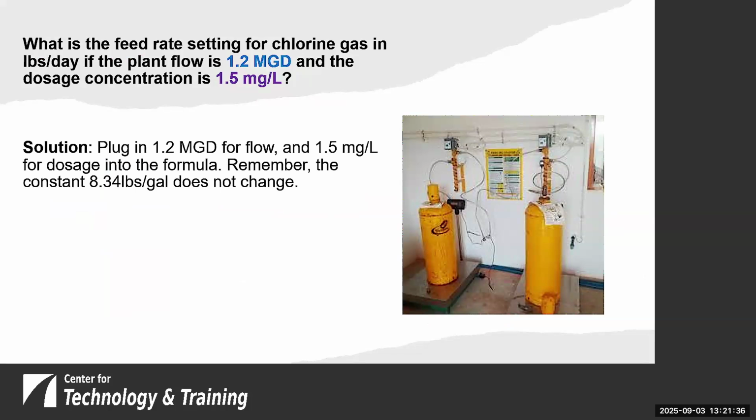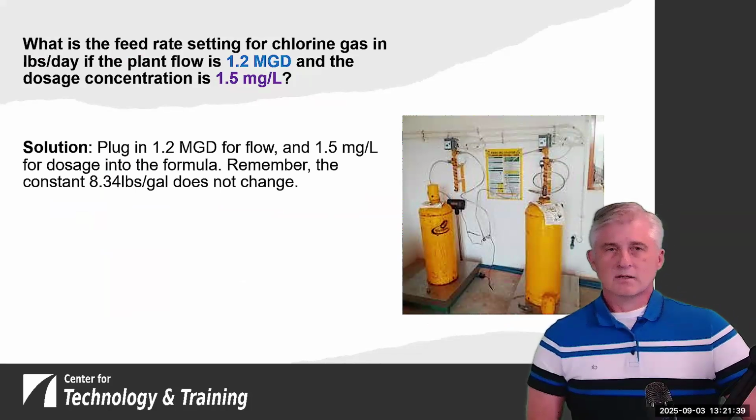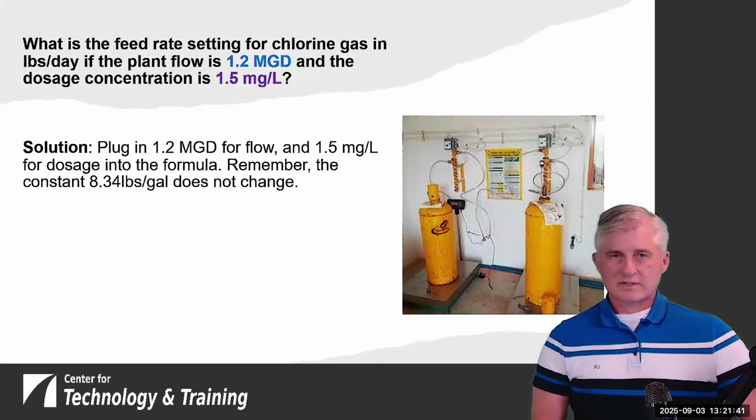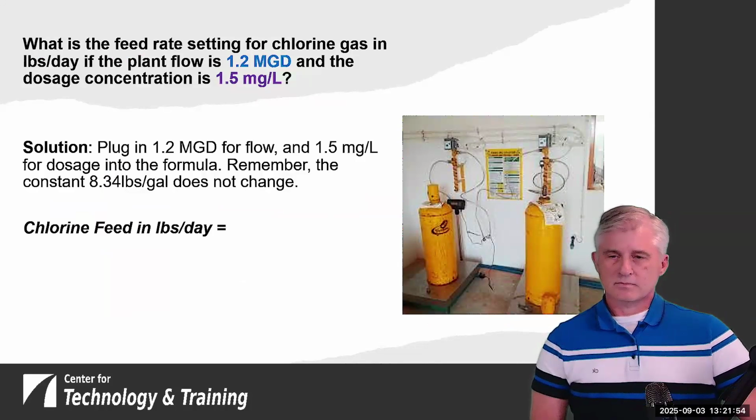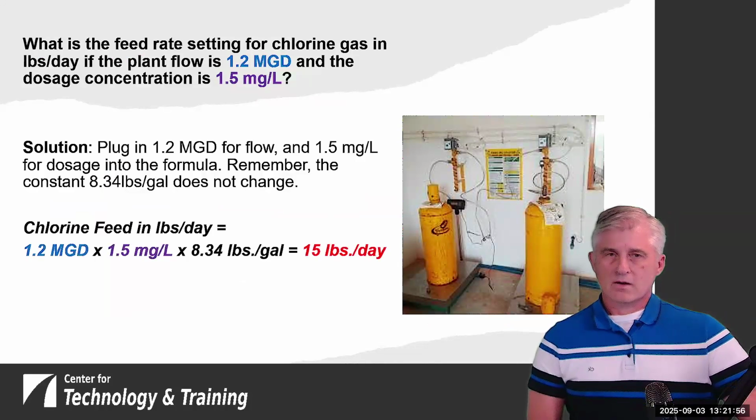So we're going to plug those numbers in. We'll put our 1.2 million gallons per day in for flow. We'll put in 1.5 parts per million, or milligrams per liter, for our dosage in the formula. And our constant of 8.34 pounds per gallon, it doesn't change. So we have 1.2 million gallons per day times 1.5 parts per million times 8.34 pounds per gallon gives us 15 pounds per day.